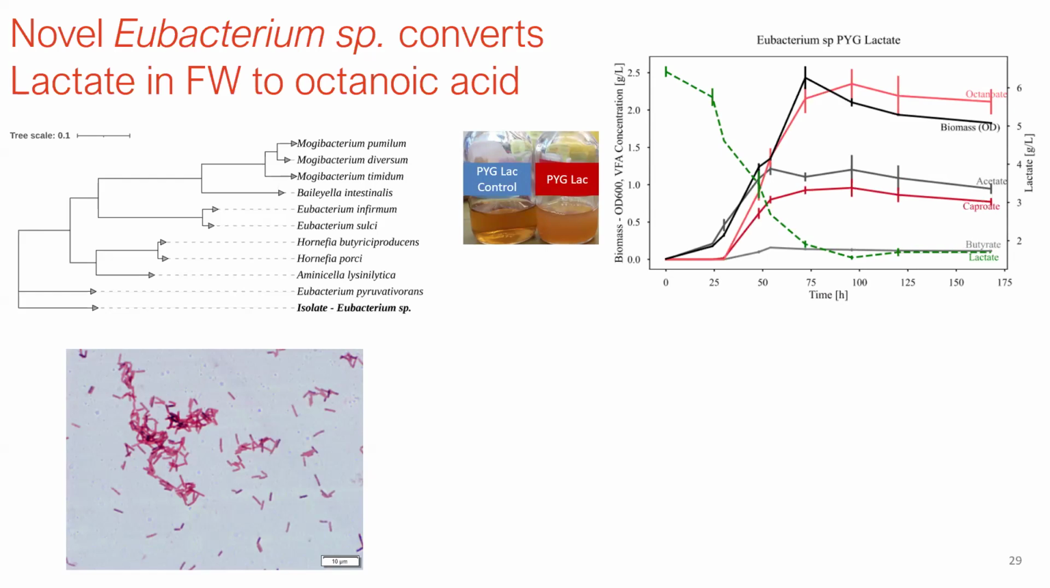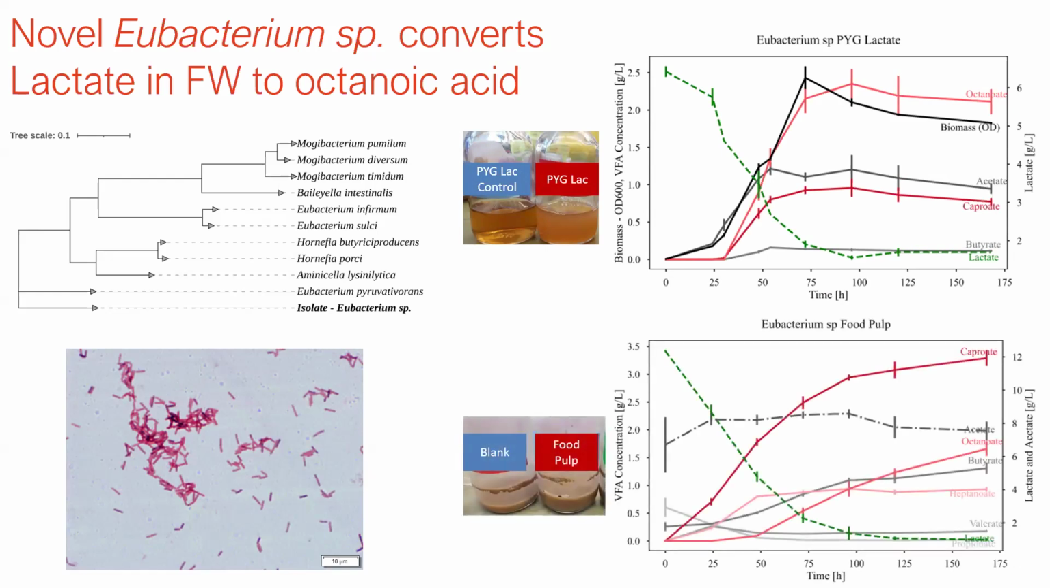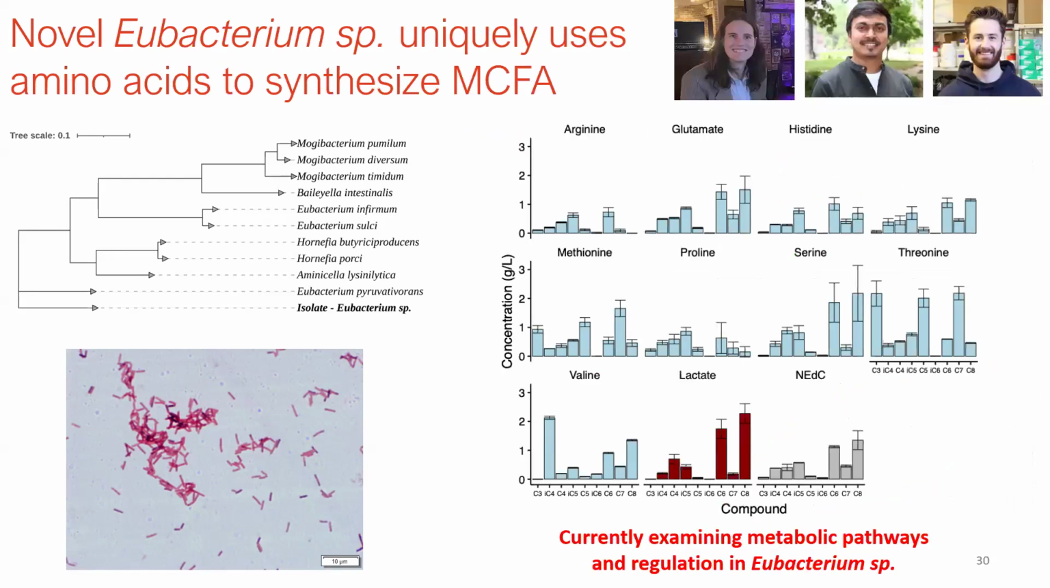The other thing that was really cool about it is that when we isolated it, we could directly put it back in the food waste pulp, and it did its job very, very robustly, right? It's still consuming all the lactate in the food waste, producing medium chain fatty acids, right? One of the other really cool things about it is it also seems to be a prolific amino acid degrader.